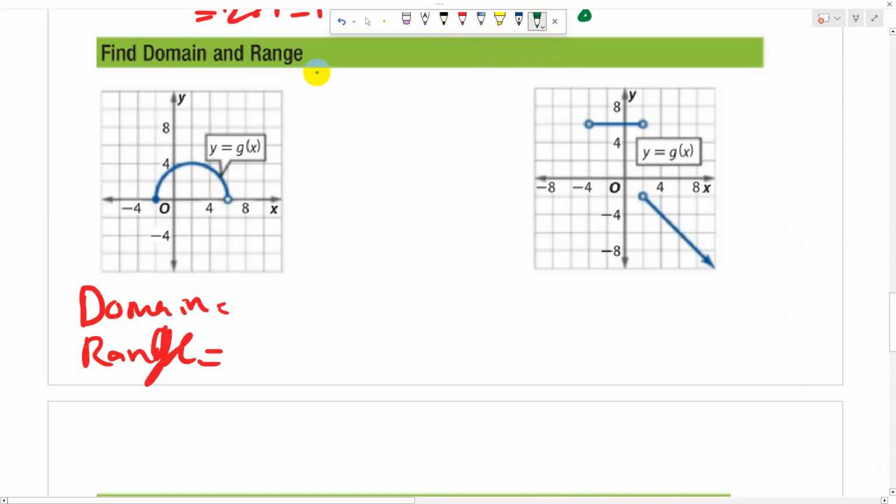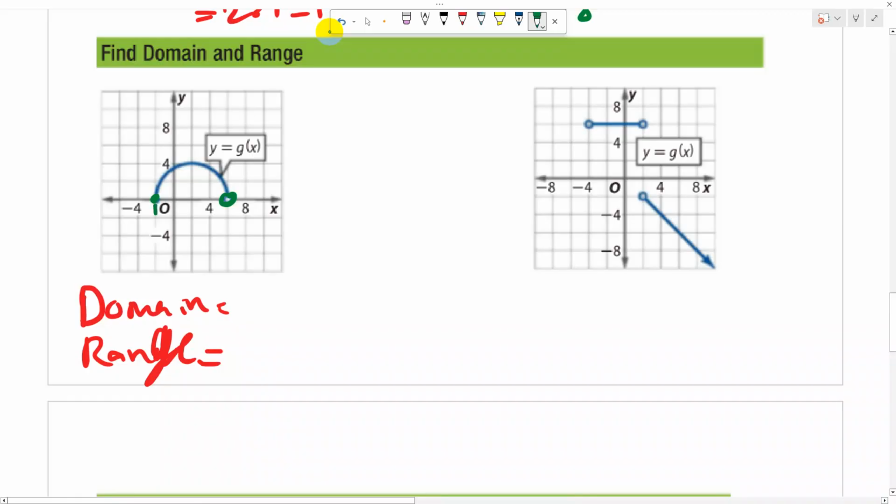You can get your domain from the x-axis, so you need to determine which number you will start with and which number you will end with. The first number that we will start with is this number, and the last number we are ending with is this number. Be careful with the empty and shaded circles. A shaded circle means the number is included in your interval, but an empty circle means you don't have this number inside your interval.